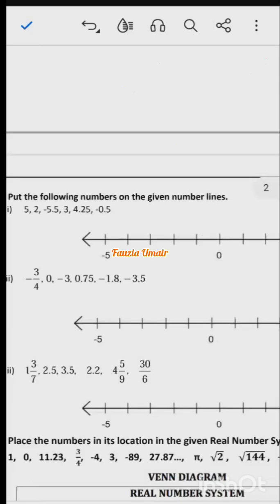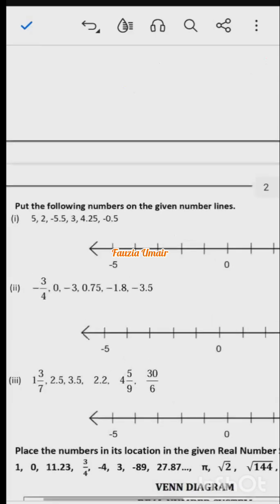So now just look at this question. Question number 4. Put the numbers on the number line. So the number line is already there. You just need to plot these numbers on the given number line.